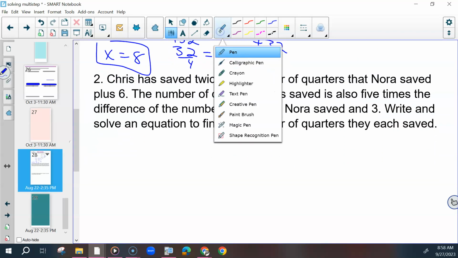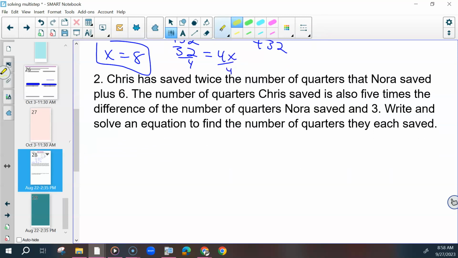Let's read this next one. Chris has saved twice the number of quarters that Nora saved plus 6. The number of quarters Chris saved is also 5 times the difference of the number of quarters Nora saved and 3. Write and solve an equation to find the number of quarters they each saved. What is important here?